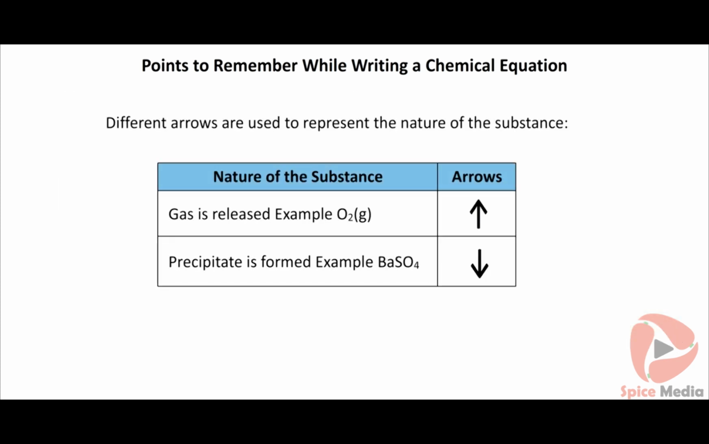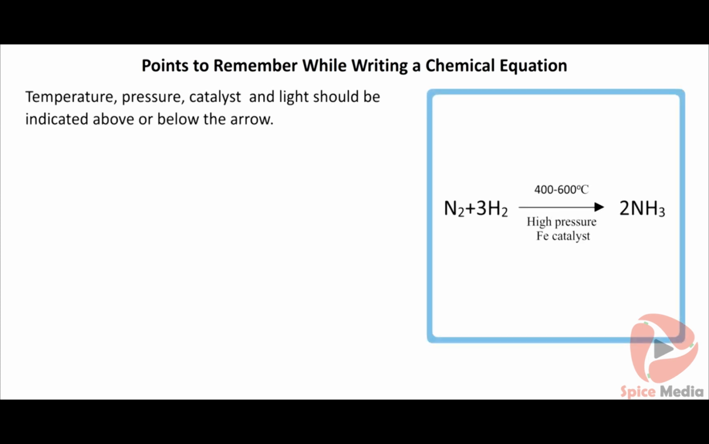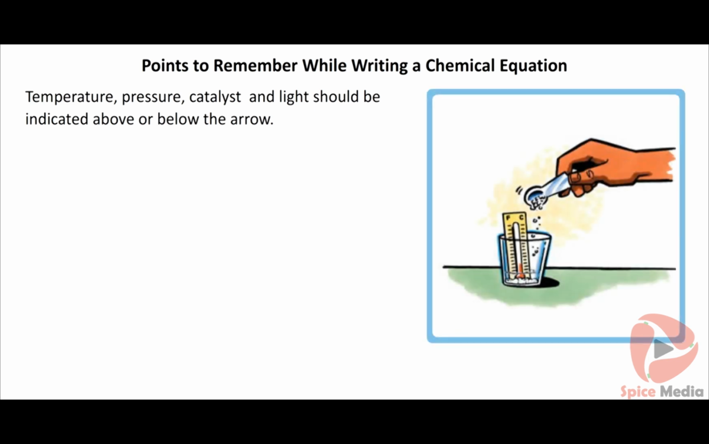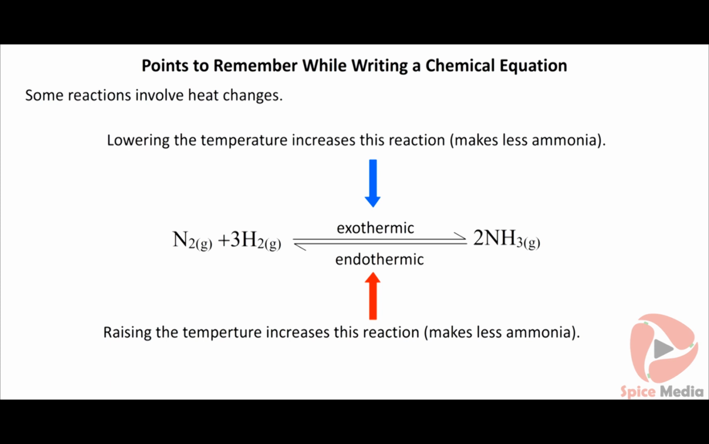Different arrows are used to represent the nature of the substance. The upward arrow is used to represent gas release, for example oxygen. The downward arrow is used to represent precipitate formation, for example barium sulfate. Temperature, pressure, catalyst used, or light should be indicated above or below the arrow. Some reactions involve heat changes, which have to be mentioned in the chemical equation. On lowering the temperature it makes more ammonia, and on raising the temperature it makes less ammonia in this reaction.